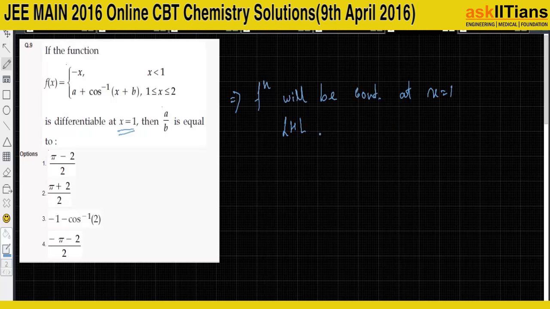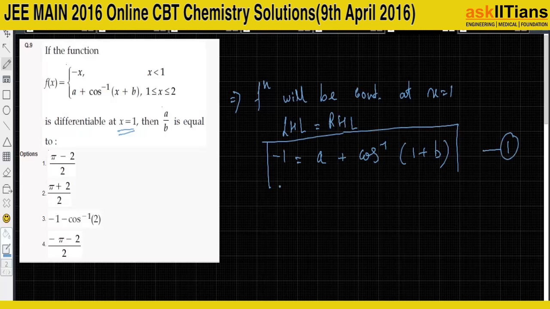The condition of continuity is that the left hand limit will be equal to the right hand limit. So the left hand limit at x equal to 1 will come out to be minus 1, and this will be equal to a plus cos inverse 1 plus b. So this is your equation number 1. Let's keep it safe. Now let's find equation number 2.